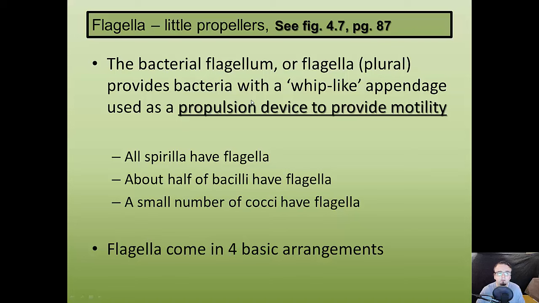One of the most common appendages is called a flagellum, or flagella for plural. And this is basically a tail for bacteria. It's a whip-like appendage used as a propulsion device to provide motility. That's your definition there. This is a quick note about how frequently these occur. So as I mentioned, there's a lot of variation, and one of those variations is that some have them and some don't, so they're not always found. And this is a few quick side notes about what types of cell shapes usually have flagella.